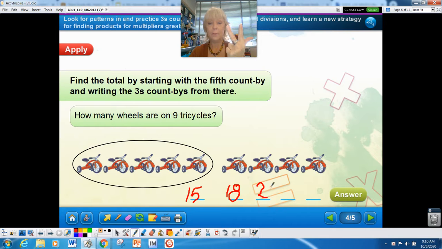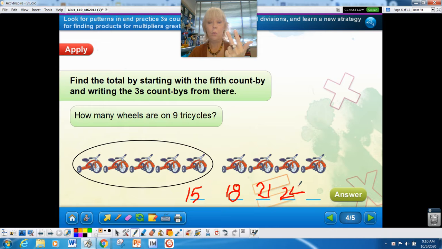All right, so let's take a peek here as we're traveling up. We started off with 15. 5 times 3 is 15. 5 times 6 is 18. 5 times 7 is 21. 5 times 8, so we're going to add 3 more to this 21. 21, 22, 23.